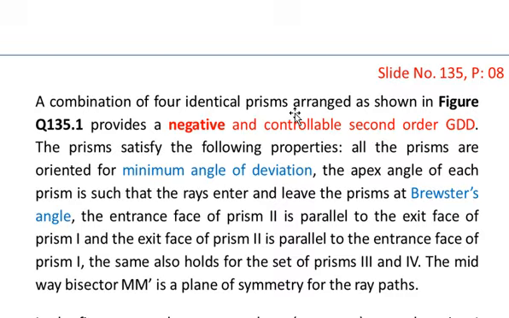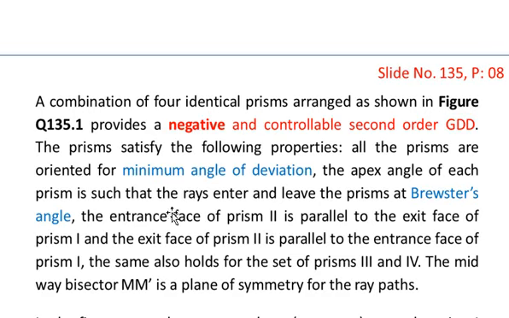A combination of 4 identical prisms arranged in figure 1 provide a negative and controllable second order group delay dispersion. The prisms satisfy the following properties. All the prisms are oriented for minimum angle of deviation. So this is one property that the system should exhibit. The apex angle of each prism is such that the rays enter and leave the prisms at Brewster angle.